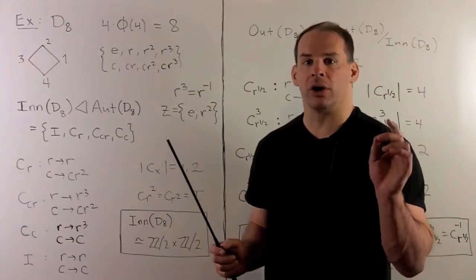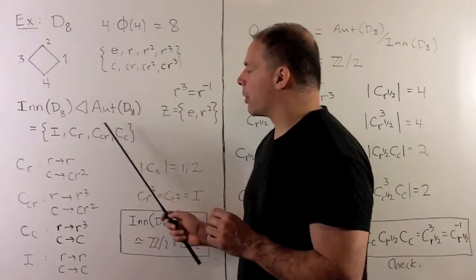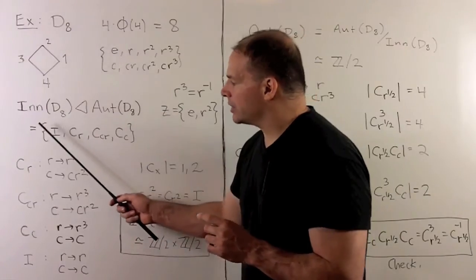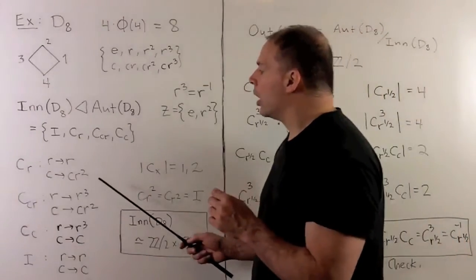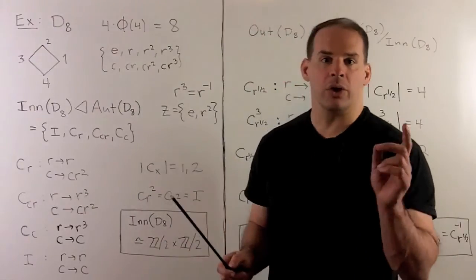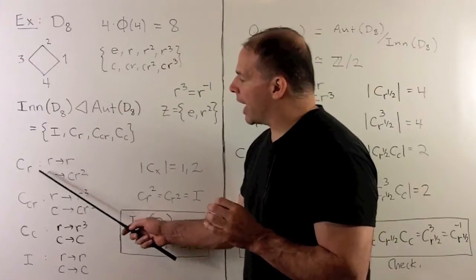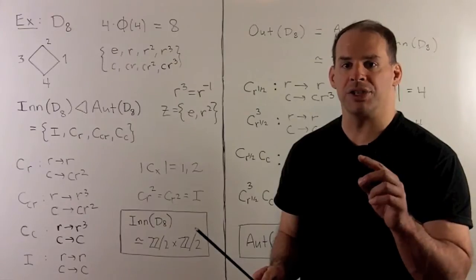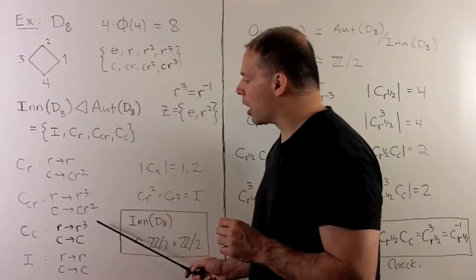That means we have 4 inner automorphisms, and we can represent them by the identity, C sub R, C sub C, and C sub CR. Now, if we list where each of these sends R and C, we note R goes to R or R inverse, which is R cubed. Those are the only 2 options anyway. And we see that if we take reflections that fix 2 opposing vertices, they go to reflections that fix 2 opposing vertices. So we have either R squared or R0.